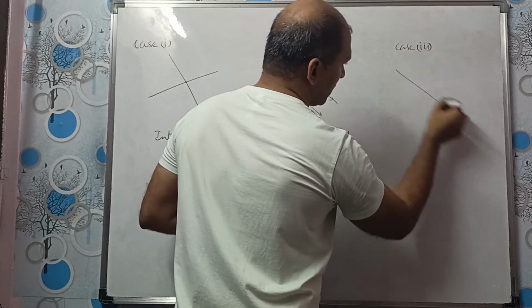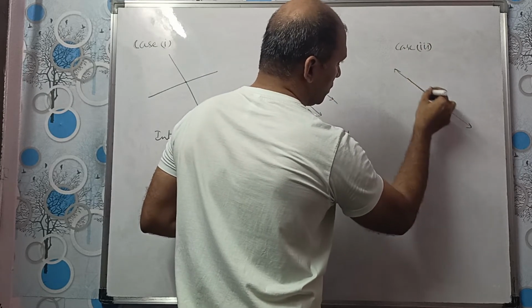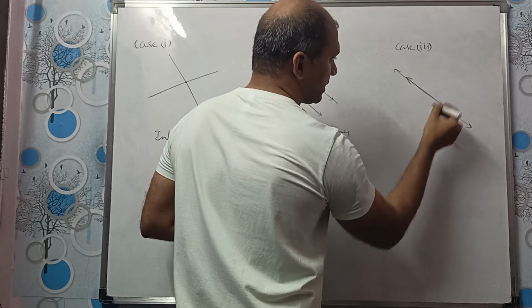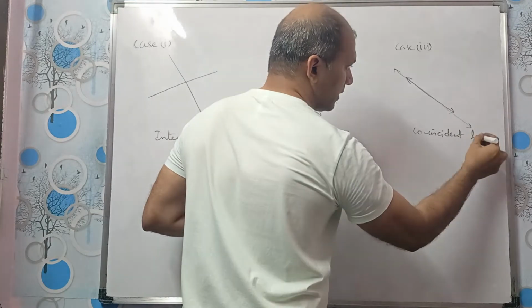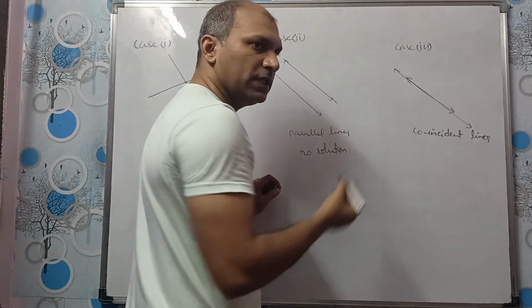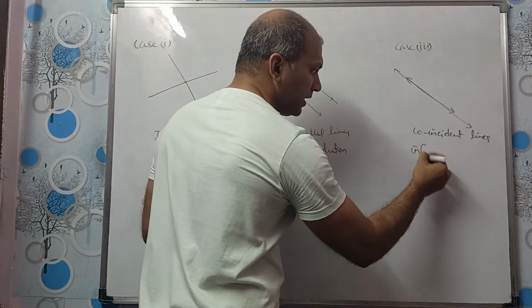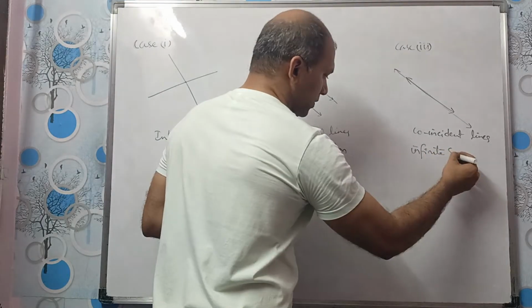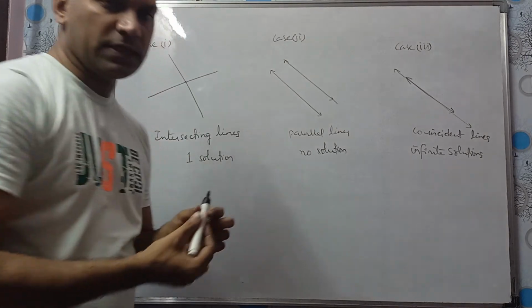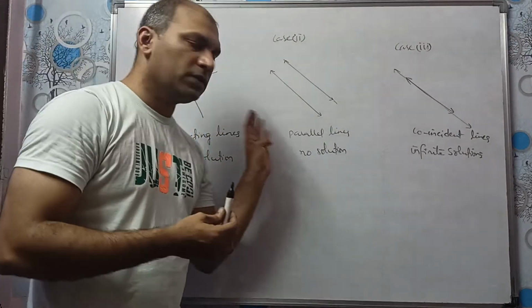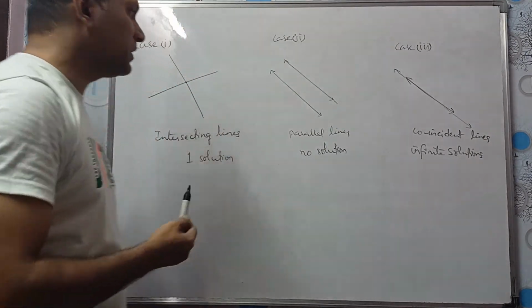Case 3. Two lines will be coincident lines, right? Coincident lines. One line will lie on the other line. So how many solutions will be there? Infinite solutions will be there. Okay. So these are the three cases. Apart from these three, we will not have a fourth case. We'll have only these three.